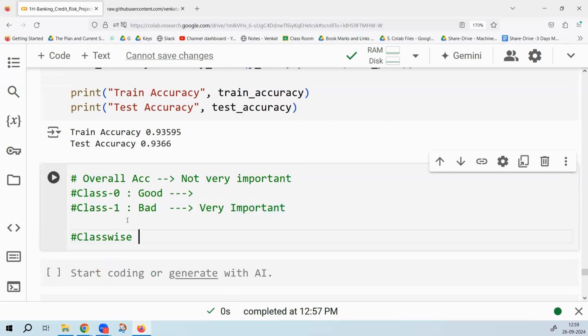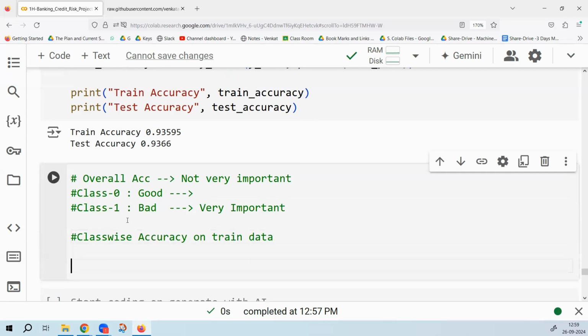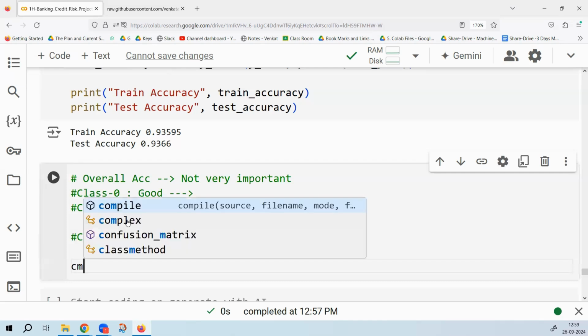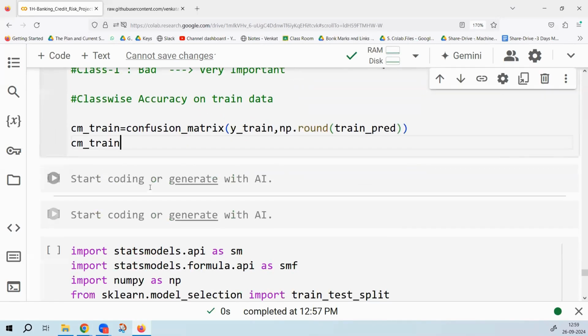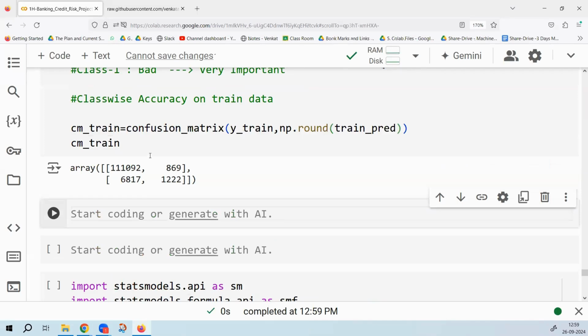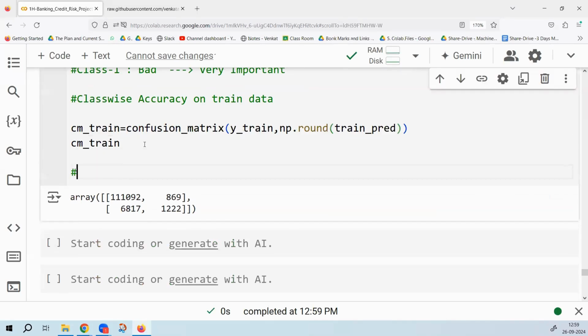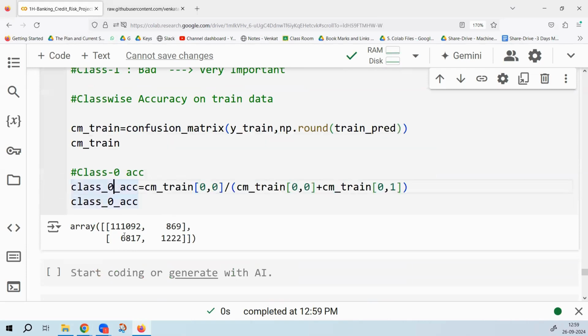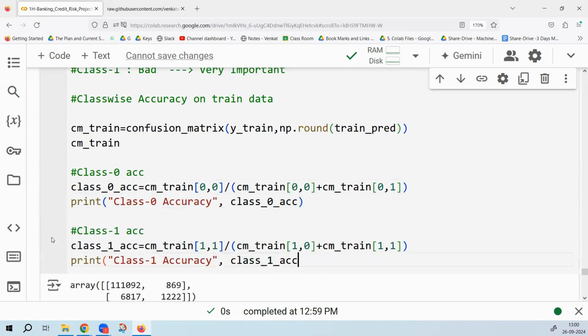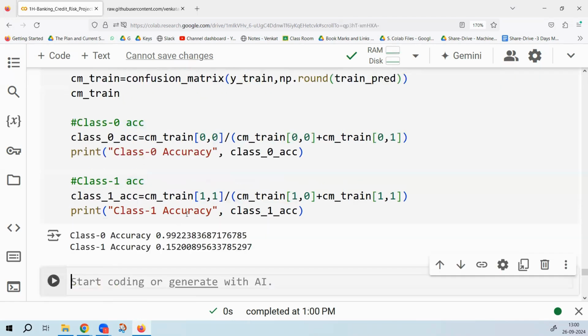Shall we do class wise accuracy? Let us see class wise accuracy on trained data. First, look at the confusion matrix on the trained data, or let me call it CM trained data. This is the confusion matrix on the trained data. Now, class 0 accuracy means this element, CM00, divided by this plus this. So, class 0 accuracy, let me print it. Class 1 accuracy is also calculated. Very good, thanks to Gemini for giving us the code.